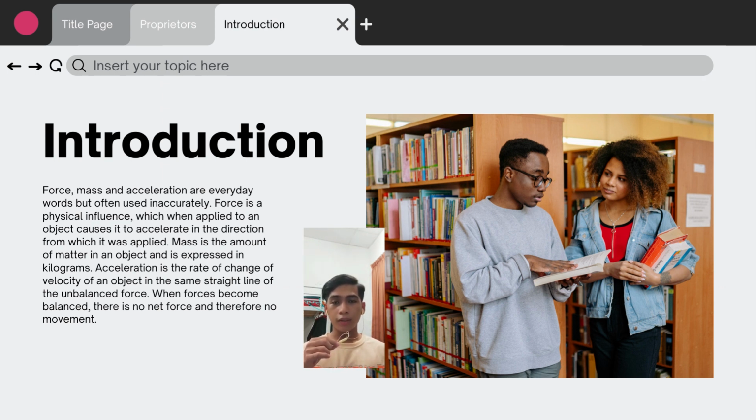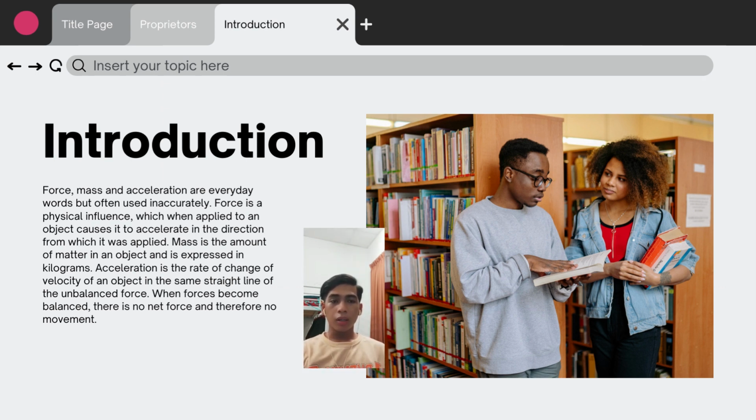Force is a physical influence which, when applied to an object, will cause it to accelerate in the direction from which it was applied. Mass is the amount of matter in an object and is expressed in kilograms. Next, acceleration. Acceleration is the rate of change of velocity of an object in the same straight line as an unbalanced force. When forces become balanced, there is no net force and therefore no movement.